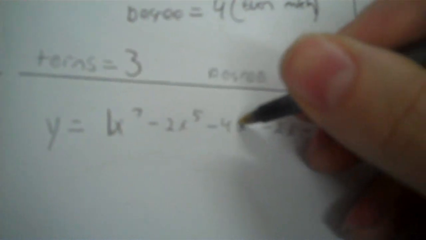Next one, y equals x to the 7th power minus 2x to the 5th power minus 4x to the 3rd power minus 2x minus 1. Now that's in good order. It's in the order it needs to be. So the terms: 1, 2, 3, 4, 5. 5 terms, and the degree is 7.